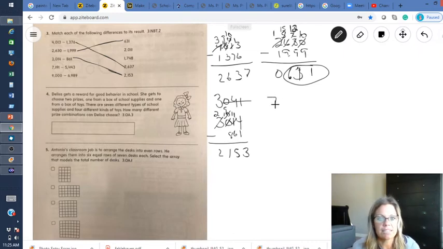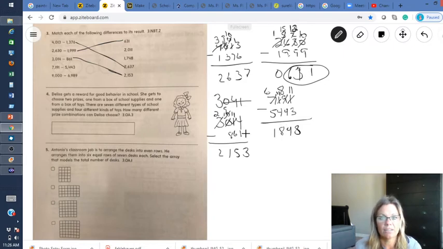Okay, let's try this next one. 7191 minus 5443. Okay, we cannot take 3 away from 1, so we're going to borrow one group of 10s and just regroup it over here to make that 11. 11 minus 3 is 8. 8 minus 4 is 4. I can't take 4 away from 1, so we're going to regroup one group right here and add that, so it's 11. 11 minus 4 is 8. And 6 minus 5 is 1.